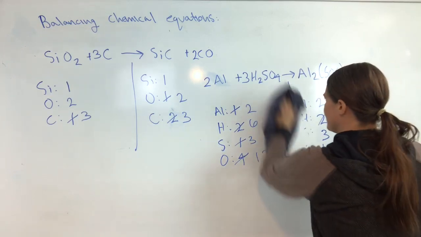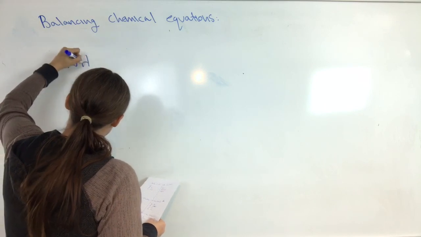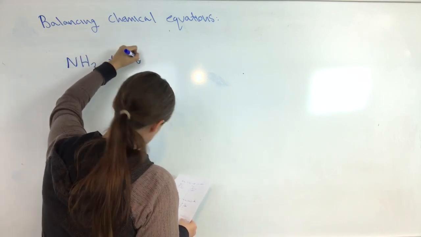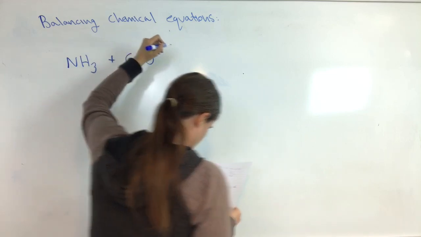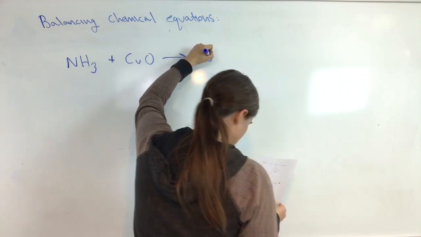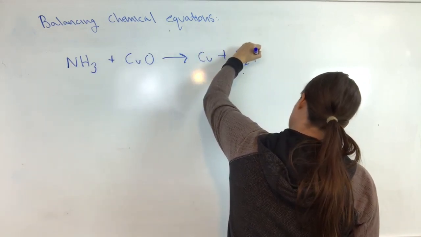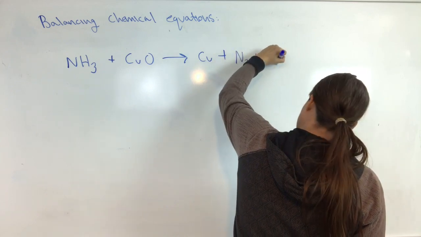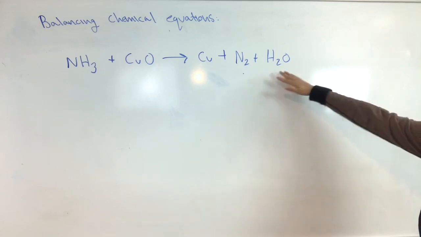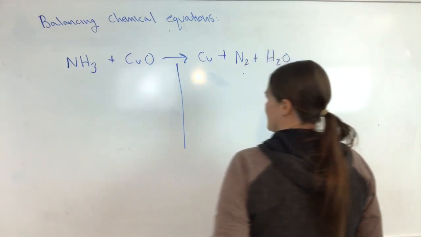Okay, so I'm going to erase these and do one more. Let's do NH3 plus copper oxide, and we get copper plus nitrogen plus water. So this time we have 3 products, and so we want to balance this equation.